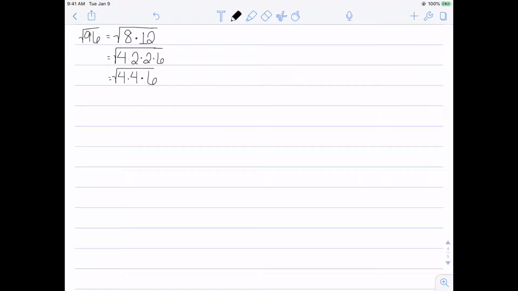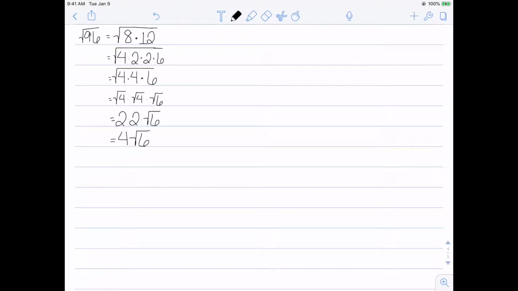I'm going to rewrite this as 4 times 4 times 6, since I know what the square root of 4 is. I can then use those properties of roots to break this up as the square root of 4 times the square root of 4 times 6. We know the square root of 4 is 2, so this becomes 2 times the square root of 6, which is 4 root 6.